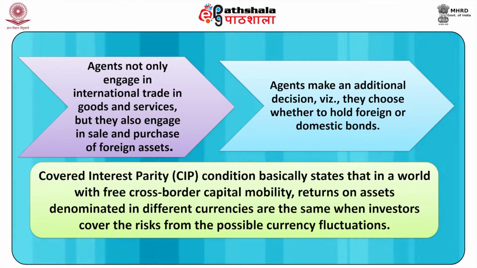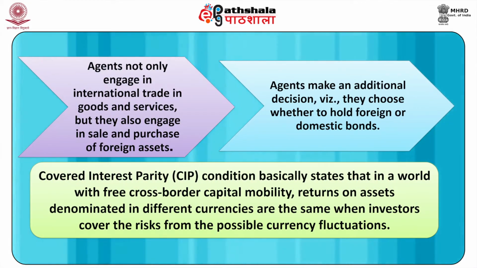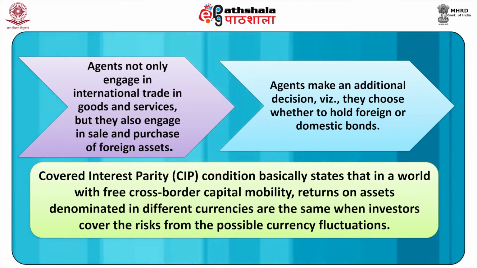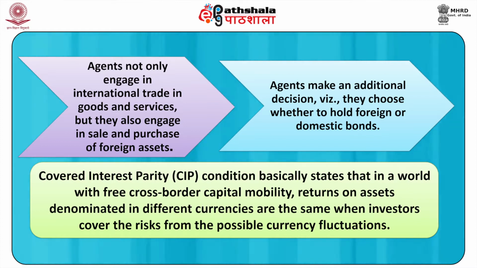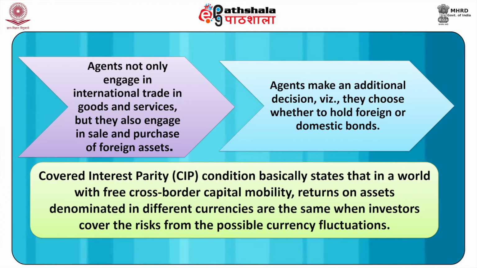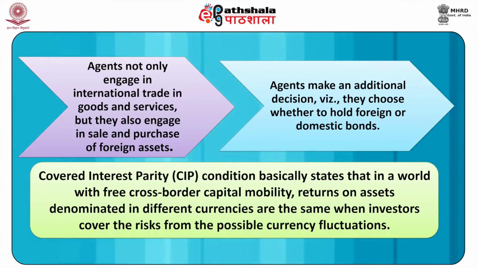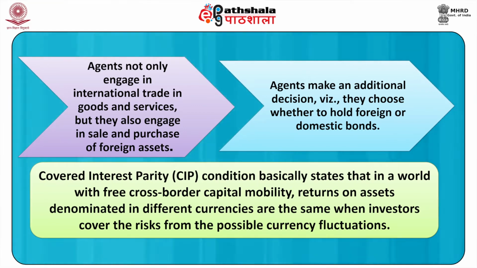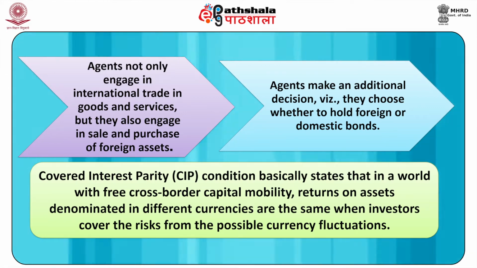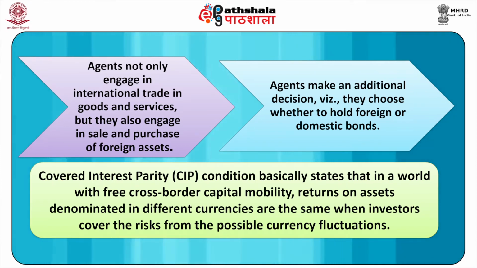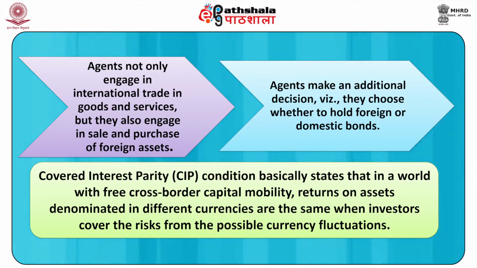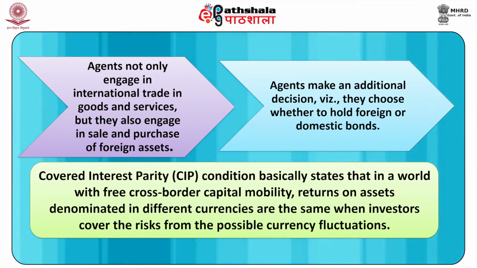In an open economy, agents not only engage in international trade in goods and services, but they also engage in sale and purchase of foreign assets. In a closed economy, agents have the choice of holding their wealth in the form of money or domestic bonds. In an open economy, agents make an additional decision, namely, they choose whether to hold foreign or domestic bonds. We assume that agents do not hold money in the form of foreign currency as it cannot be used to make purchases in the domestic market.